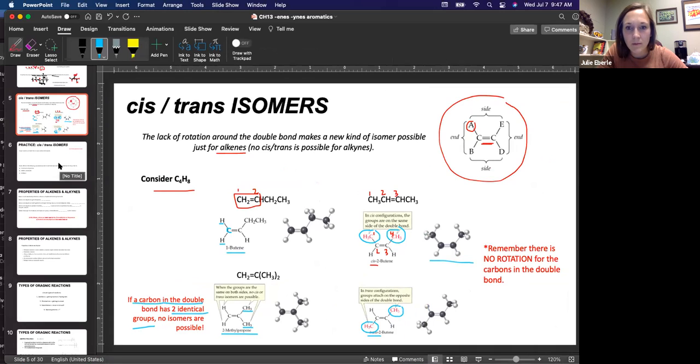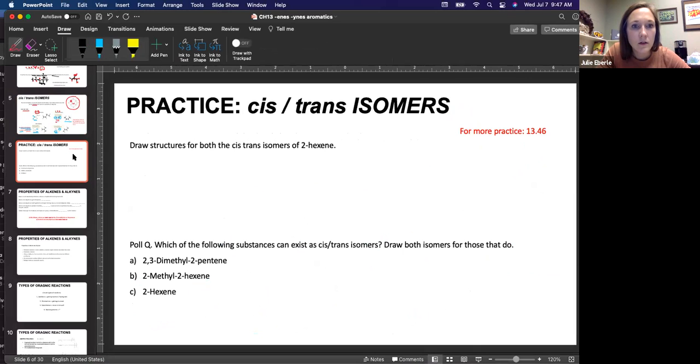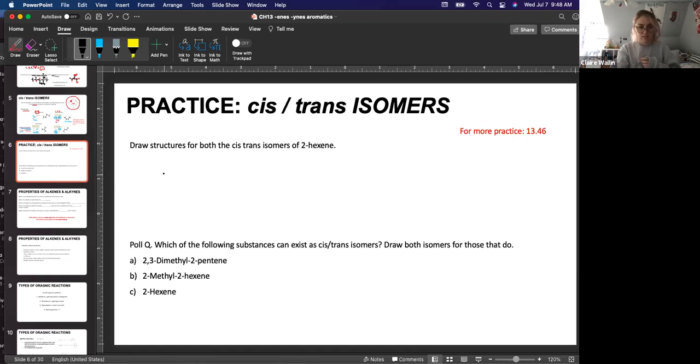We got a practice problem. You may not feel like this clicks yet, but hopefully practicing it will. Draw a structure for both the cis-trans isomers of 2-hexene. So 2-hexene is going to look like this. Hex, how many carbons am I going to have in my chain? 6. All right, so let's draw that out.